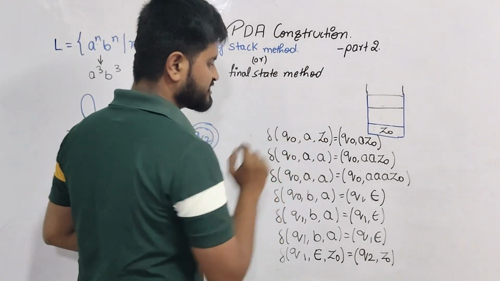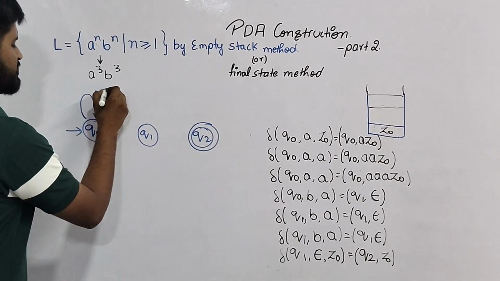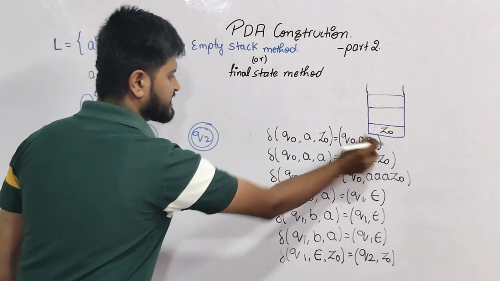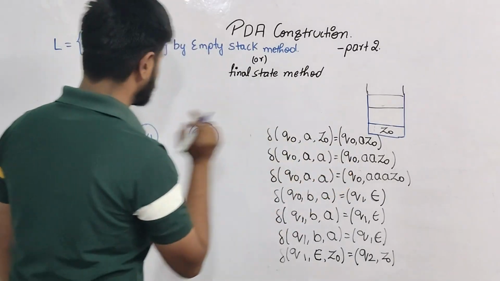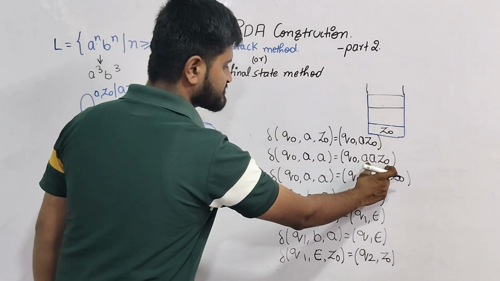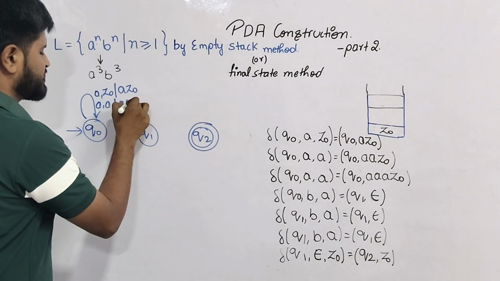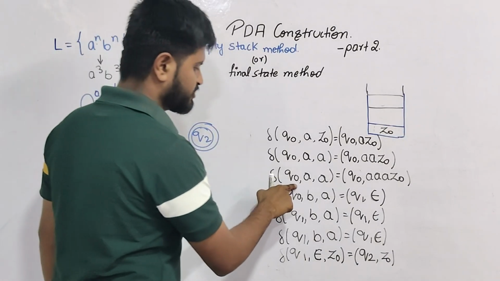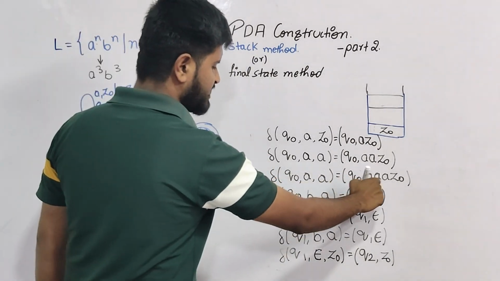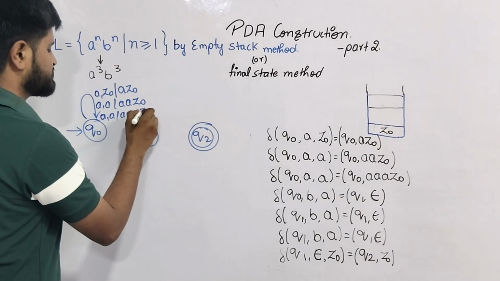If I give A, Z0 as the input, my updated stack will be AZ0. So A comma Z0 slash AZ0. Now Q0 to Q0 itself, that is a self loop. If I give A and A as the input, AA is the updated stack value. So A comma A slash AA. Next, third one, Q0 to Q0 self loop.